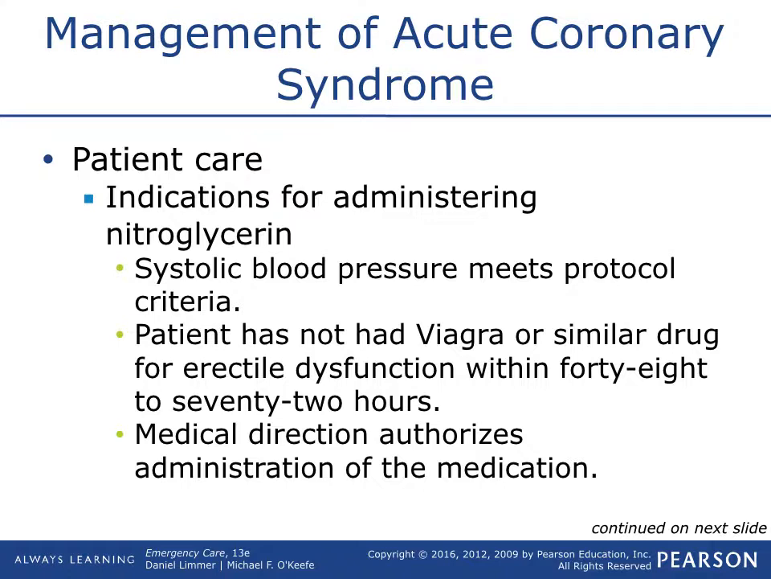Indications for administering nitroglycerin: their systolic pressure meets protocol criteria, right? So about that 90 to 100 systolic. Nitro is going to dilate the arterial walls, so it's going to change that blood pressure. It'll lower it, so we don't want to lower it anymore if they're already low. If they're hypotensive, nitro is off the table. The patient also must not have had Viagra or similar drugs, any kind of erectile dysfunction drugs, which lower blood pressure. So basically, if they have any of that going on, we don't.